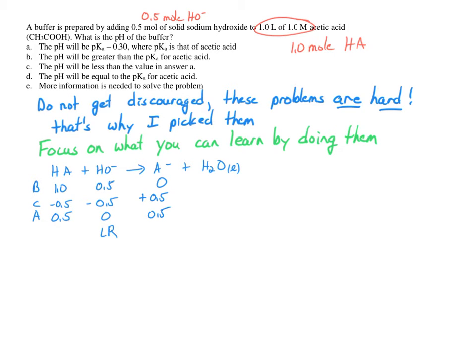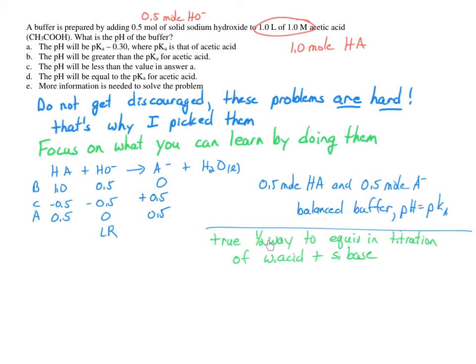So we can ask the question, what's in the beaker? Well, what's in the beaker is we have 0.5 moles of HA and we have 0.5 moles of its conjugate base. What we have is a balanced buffer. And when we have a balanced buffer, pH is equal to pKa.